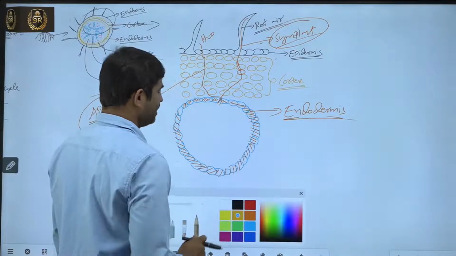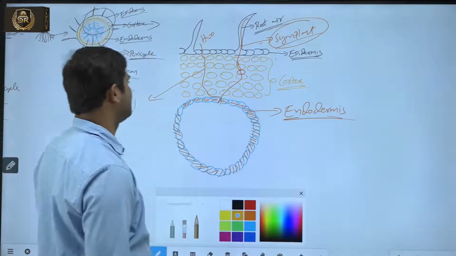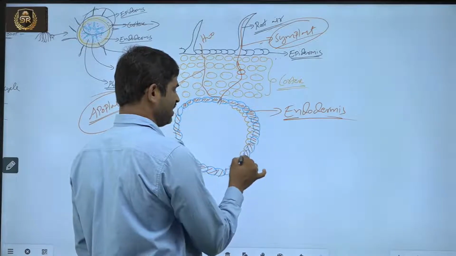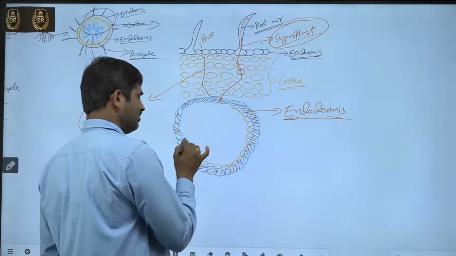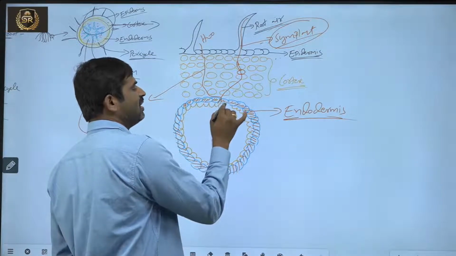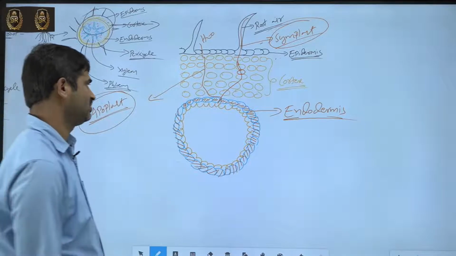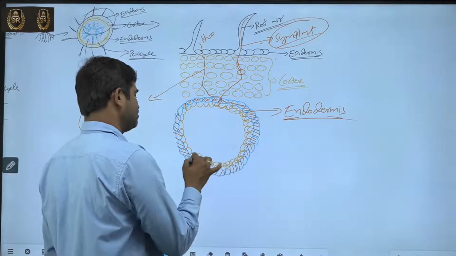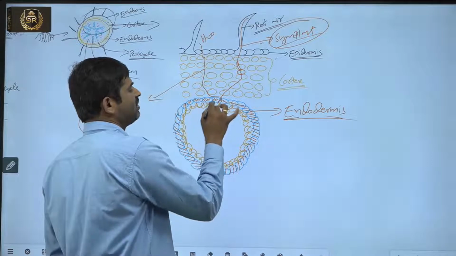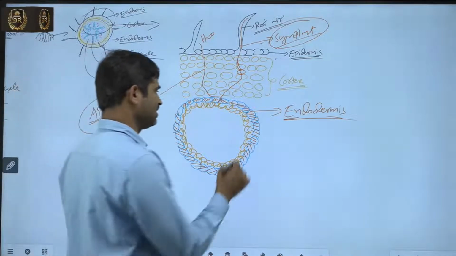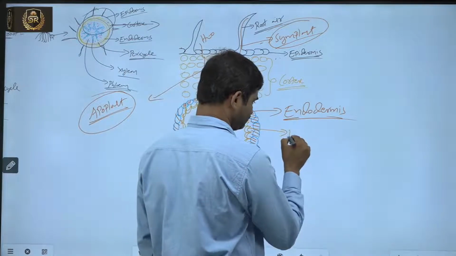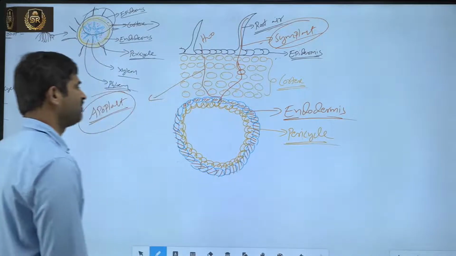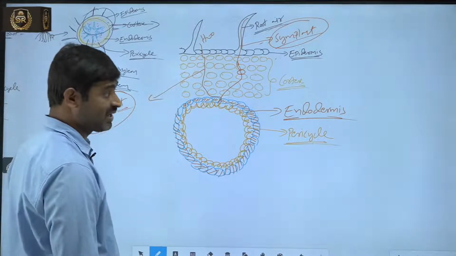Next, below the endodermis region, the first part of the stele is called the pericycle. Pericycle is made up of parenchymatous tissue, arranged in 2 to 3 rows.